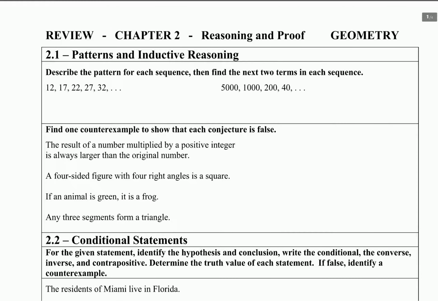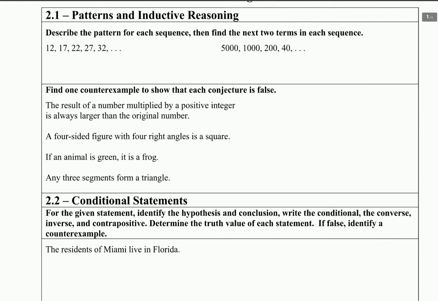Review of the first half of Chapter 2, 2.1 to 2.3. Let's get started here. 2.1 was on patterns and inductive reasoning. We are asked to describe the pattern for each sequence and then find the next two terms. So let's look at the first one.